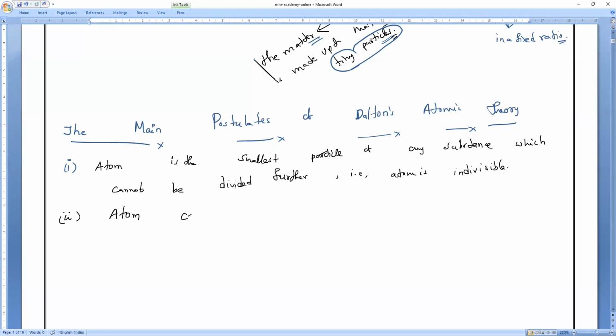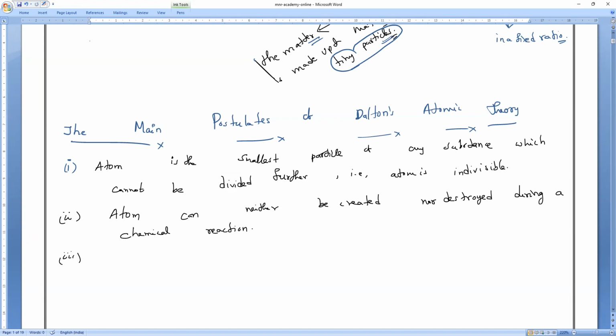So atom can neither be created nor destroyed during a chemical reaction. Sir, then how is it formed, sir? They are saying that we cannot destroy it or create it. Whatever is already there, we are just transforming it. We are not creating. Matter already existed. That matter we are just modifying according to what we need.